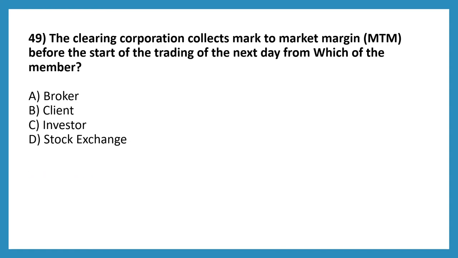Next question. The clearing corporation collects mark to market margin before the start of the trading of the next day from which member? Option A, broker. Option B, client. Option C, investor. Option D, stock exchange. The correct answer is option A, broker.